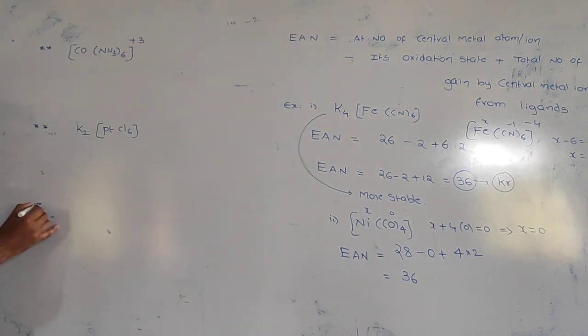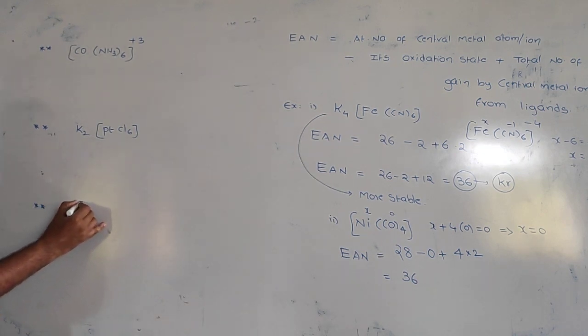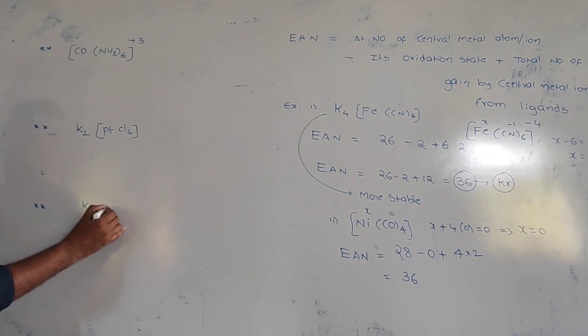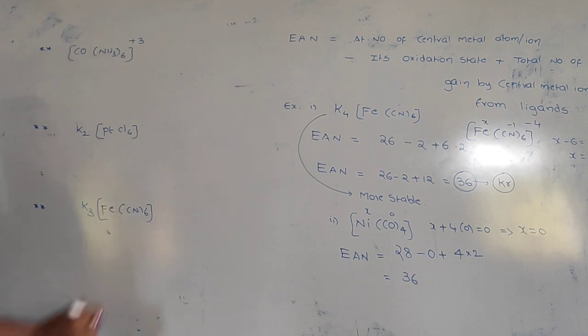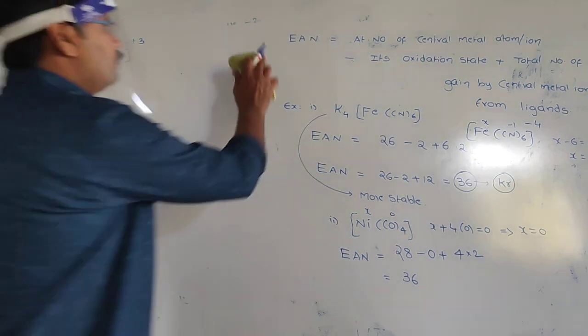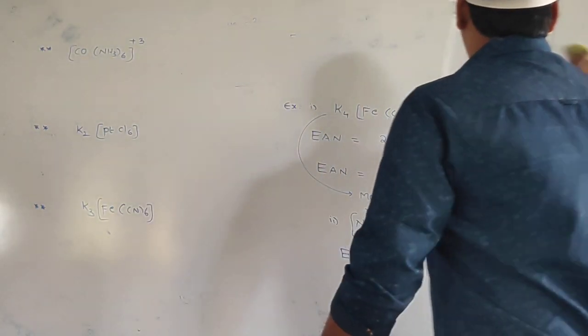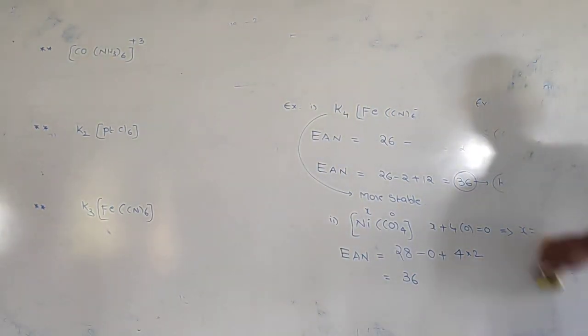Dear friends, next one, K3[Fe(CN)6]. Could you please calculate the EANs for these three complexes? Apply the same formula, students.